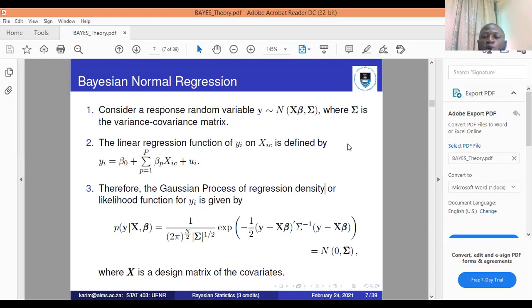Today, we are going to learn how to implement the Bayesian framework to regression models under the normal distribution, data that are assumed to be normally distributed. How do we formulate the Bayesian regression model for data that are said to be normally distributed?